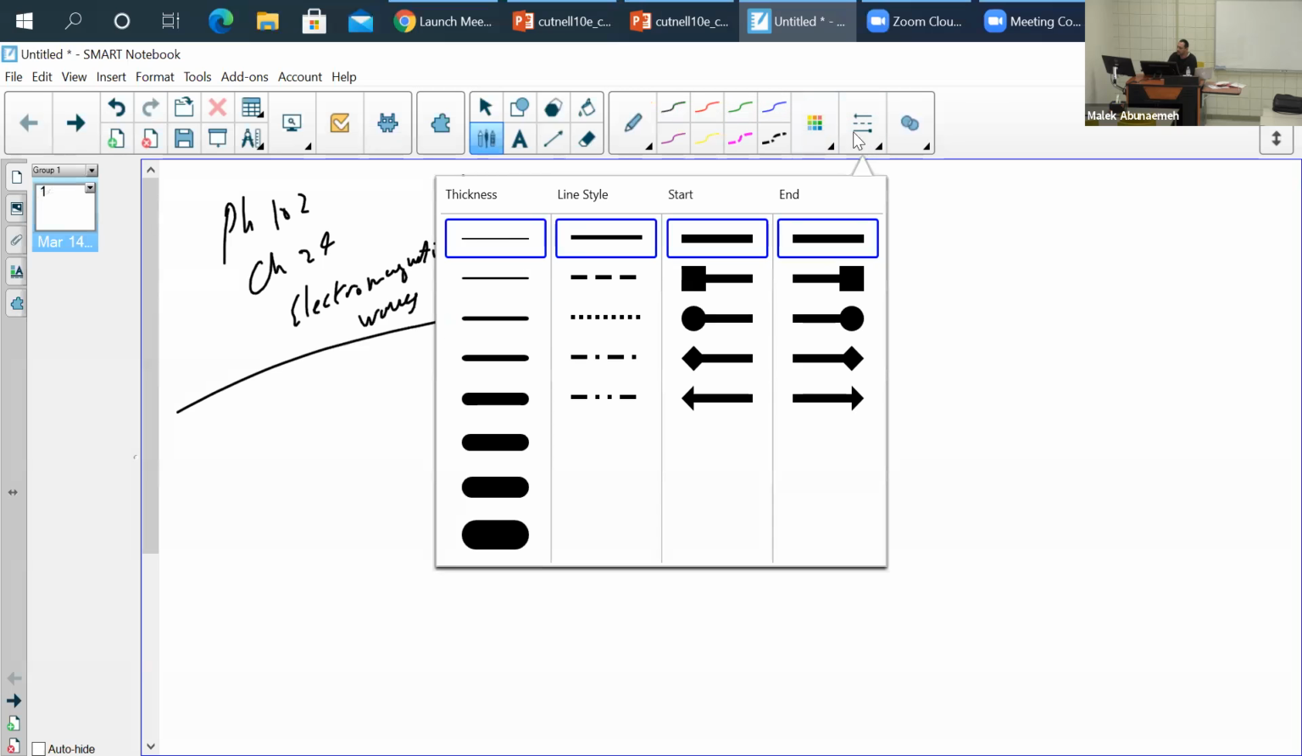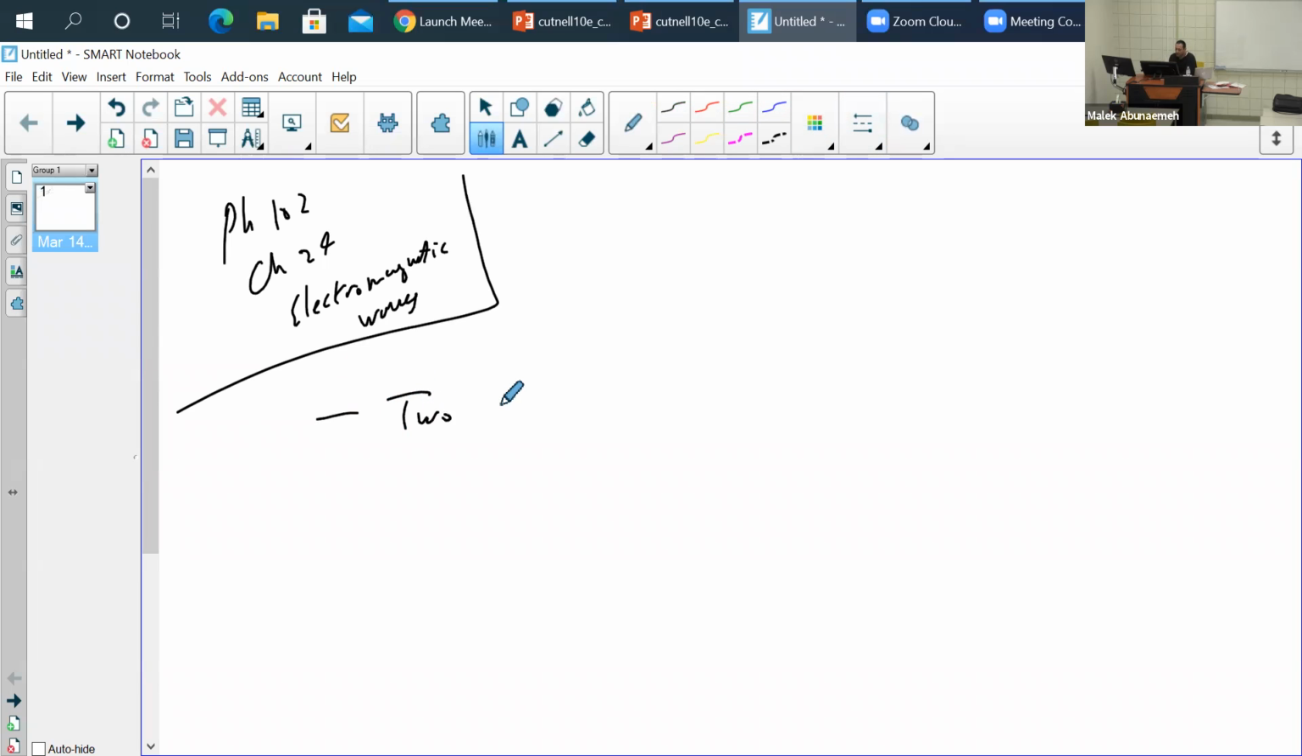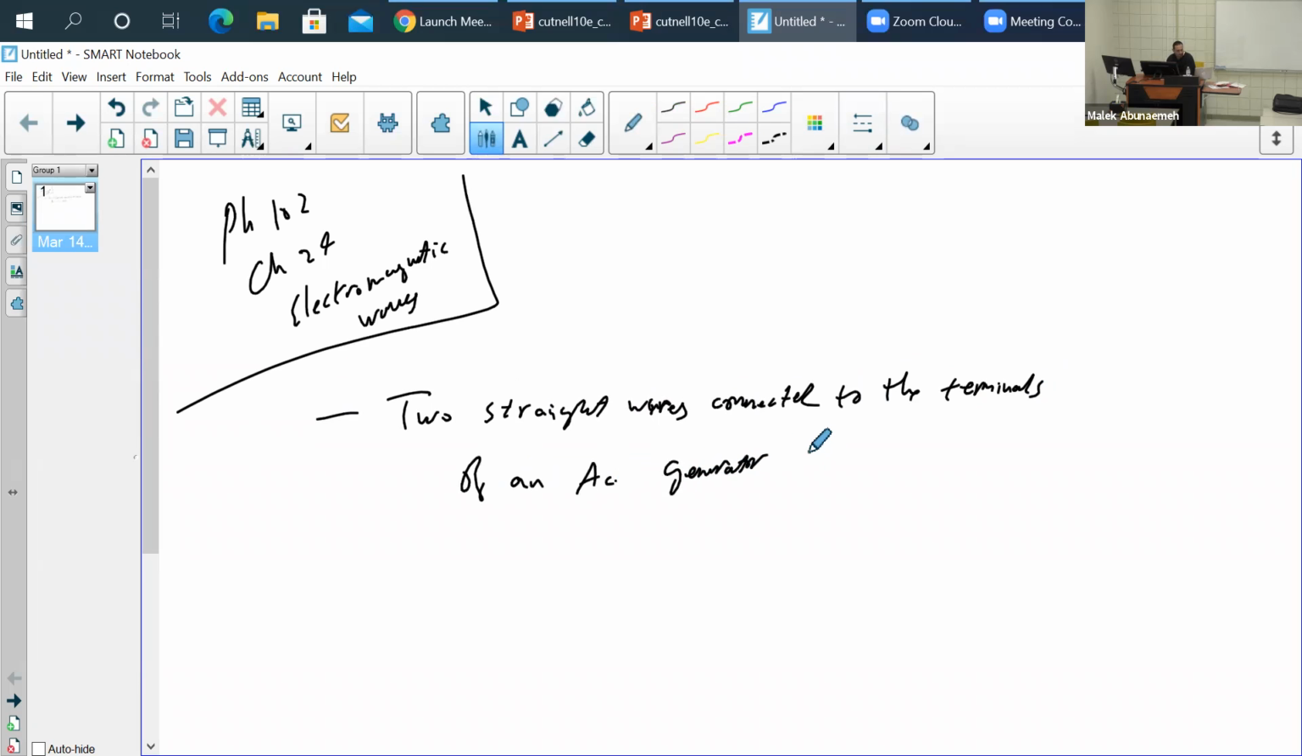So let me go ahead and write this down. You have two straight wires connected to the terminals of an AC generator. You can create electromagnetic waves.